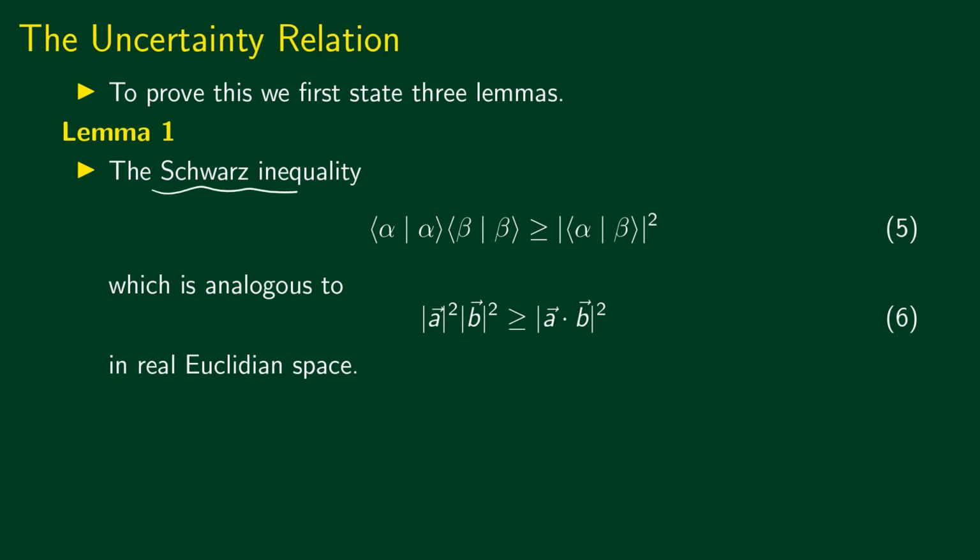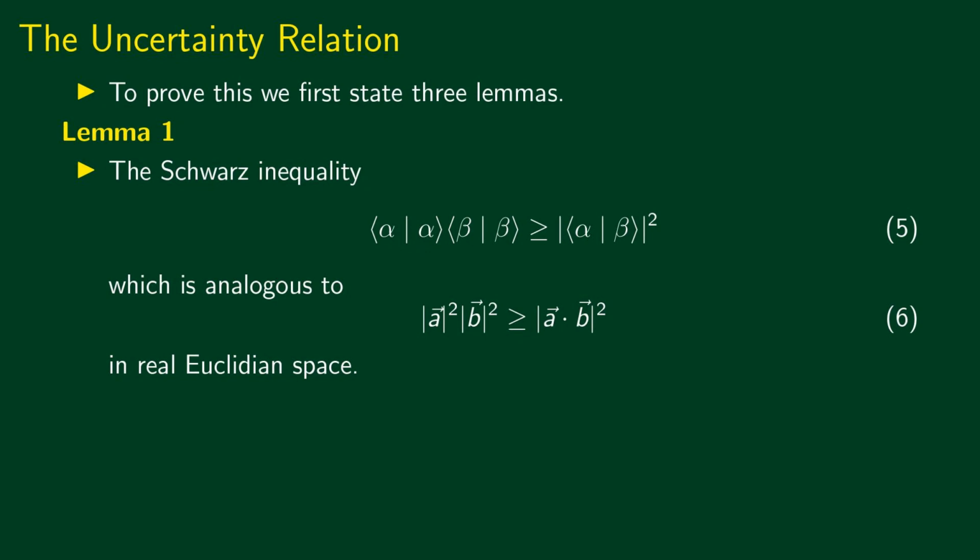First one is the Schwarz inequality. Schwarz inequality says that bracket alpha alpha multiplied by bracket beta beta is greater than or equal to the modulus square of bracket alpha beta. Now this is understandable because bracket alpha alpha is a positive definite metric. So bracket alpha alpha is positive definite. Similarly, bracket beta beta is also positive definite, unless they are null vectors. We are not talking about null kets here. So this is positive definite, and this is also positive definite.